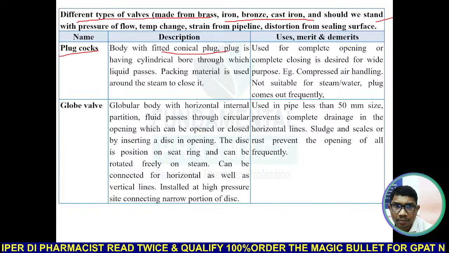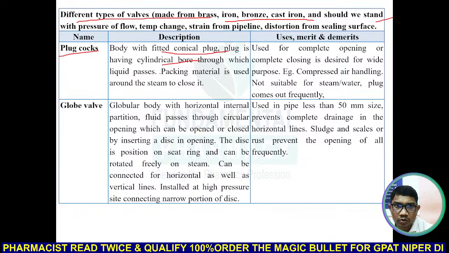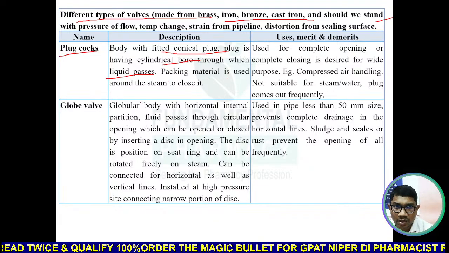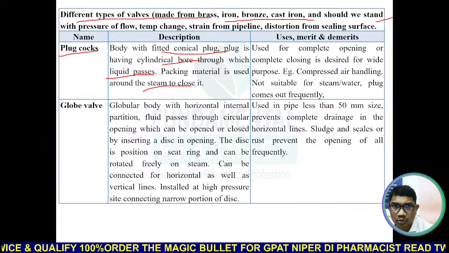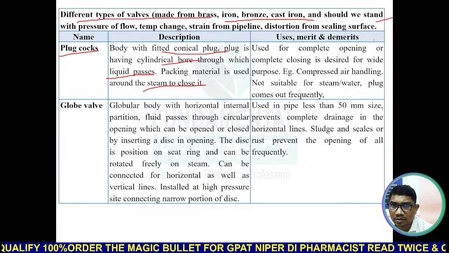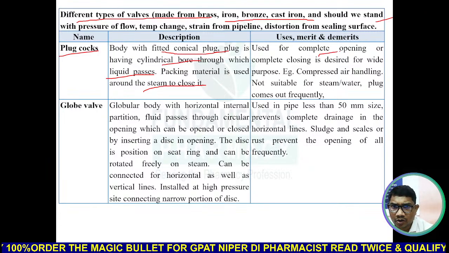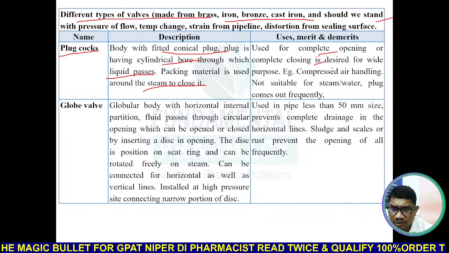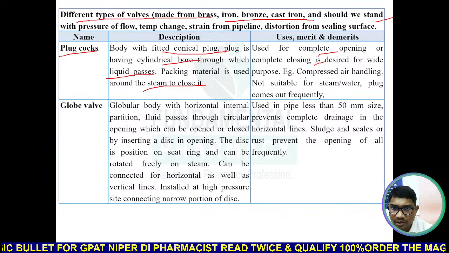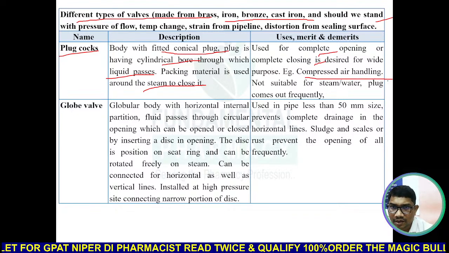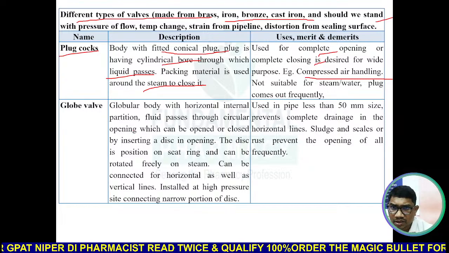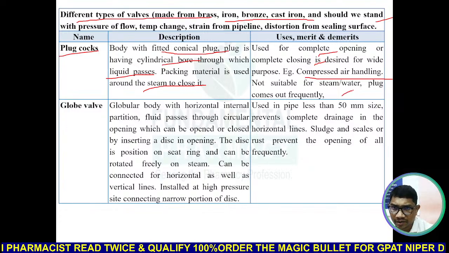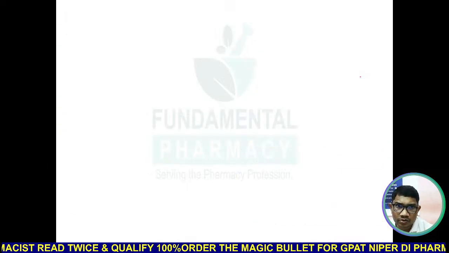The body is fitted with a conical plug. The plug has a cylindrical bore through which liquid passes. Packaging material is used around the seam to close it. It is used for complete opening or complete closing. It is designed for a wide purpose, for example compressed air handling. It is not suitable for steam and water because the plug comes out frequently. Look at an example.